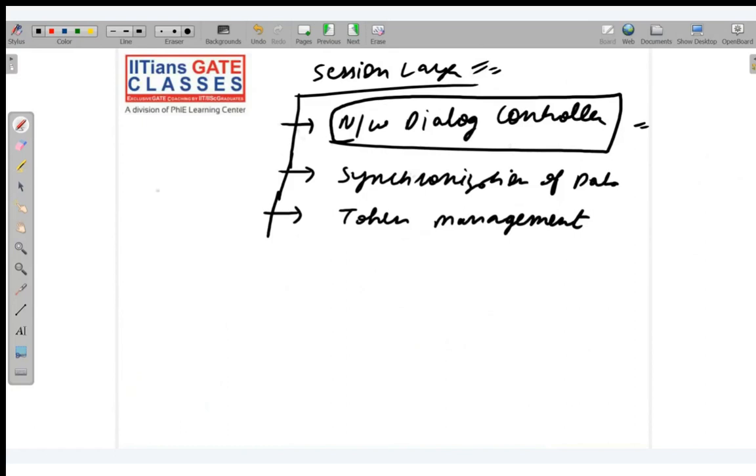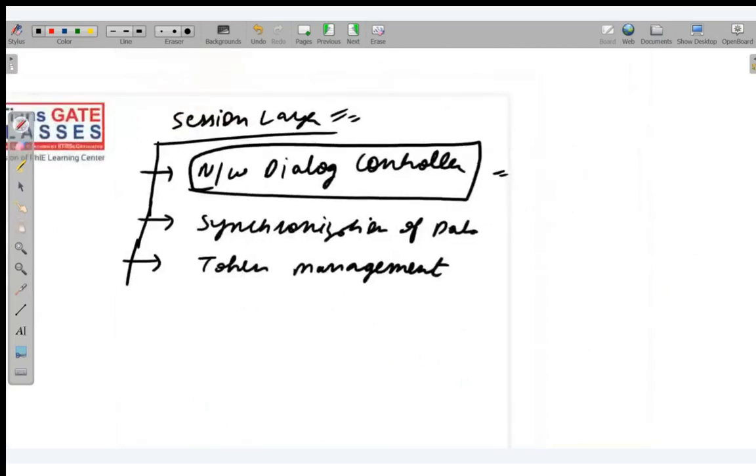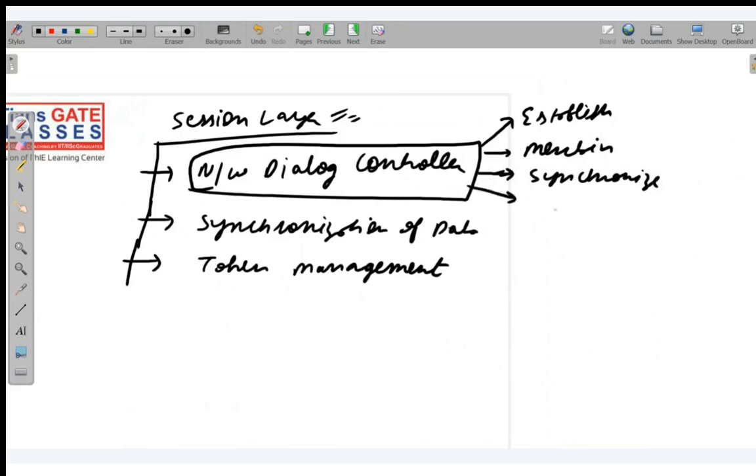Let me write the points. I think I have told you in a very fast manner, so let me write those points. It will establish, maintain, synchronize, and terminate the interaction between sender and receiver.